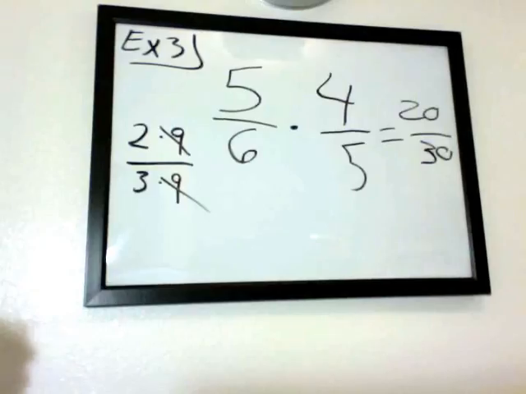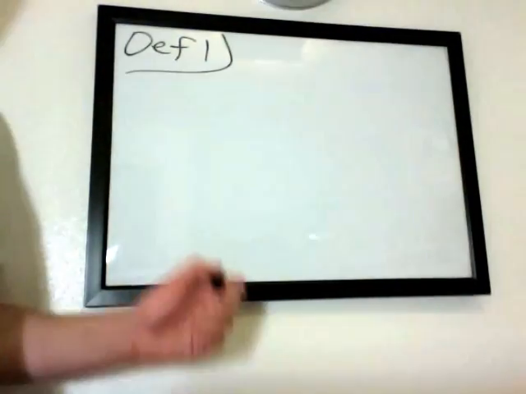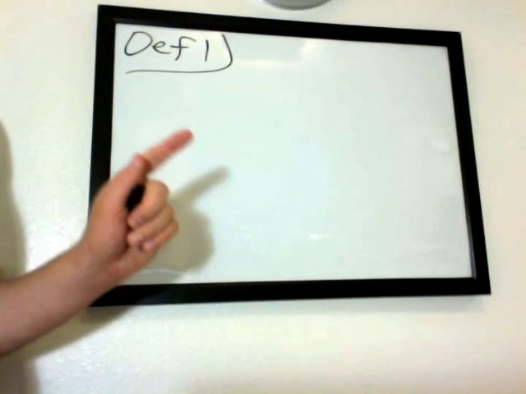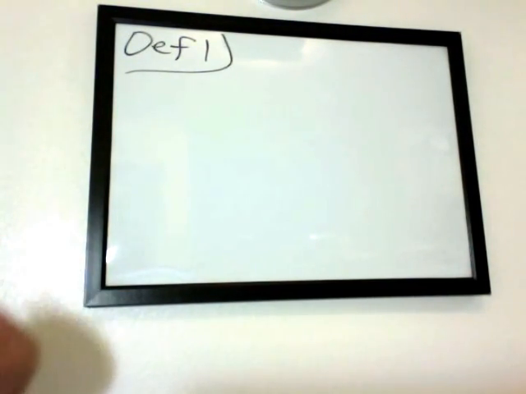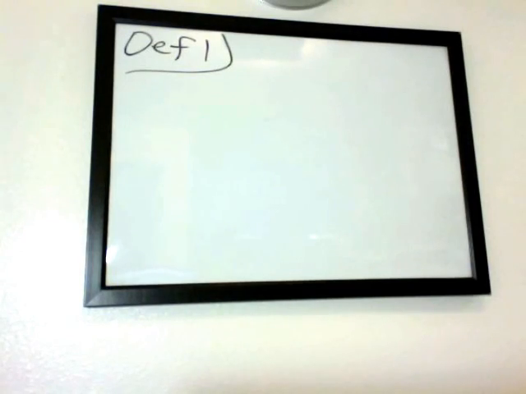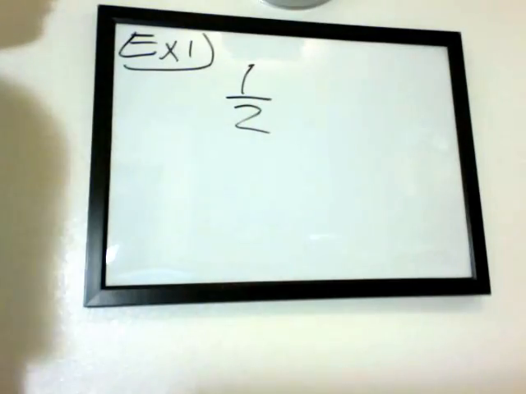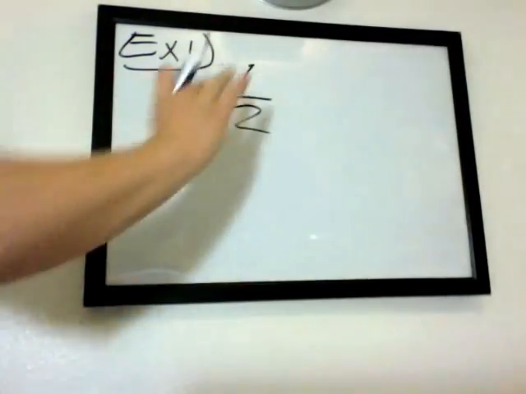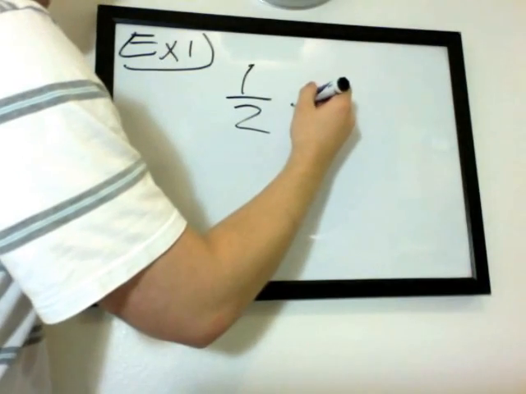Just to give an example. Let's do some definitions. Definition number 1. A reciprocal is when you have two fractions that multiply together to equal 1. So the product equals 1. So for an example, we have 1 over 2. The reciprocal of this, all you have to do is flip this fraction around, and that's the reciprocal.